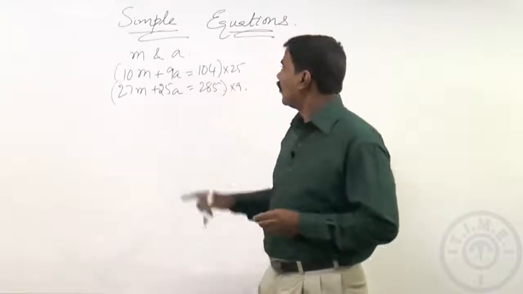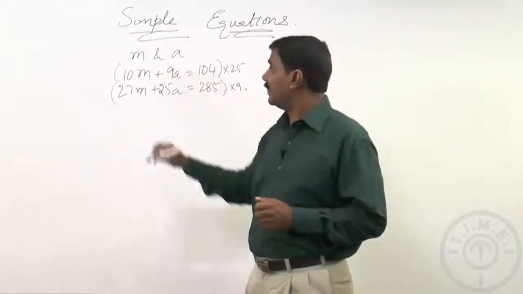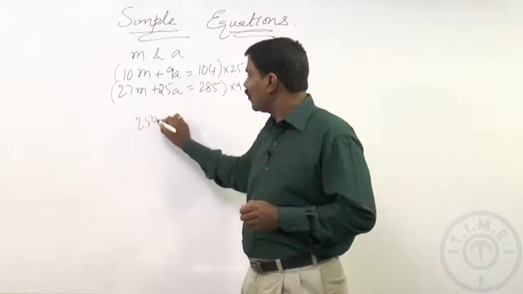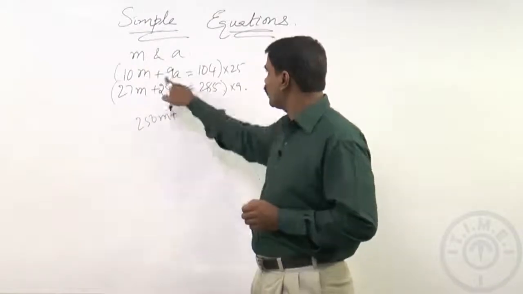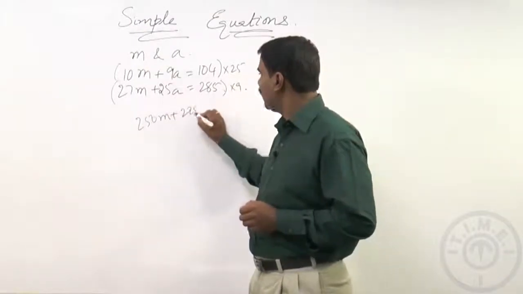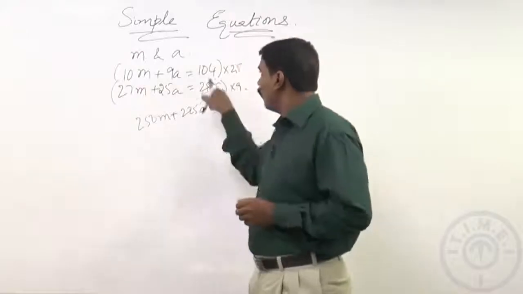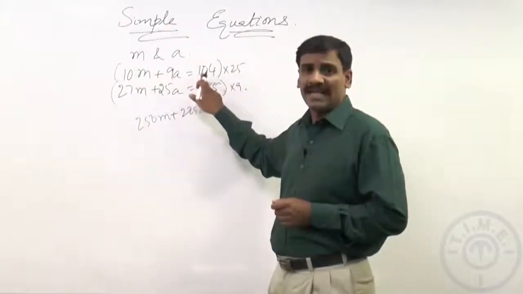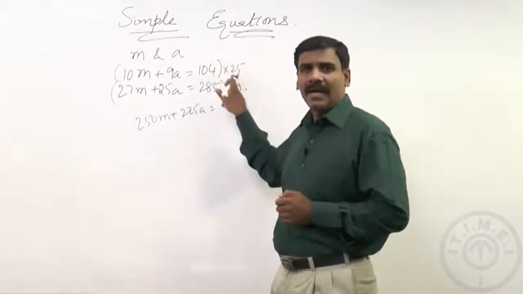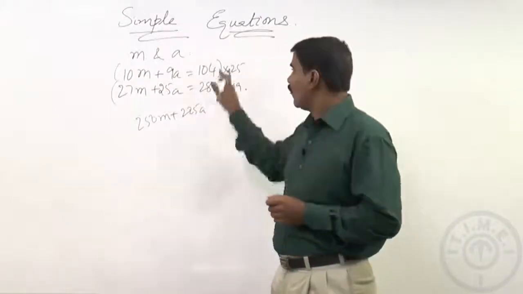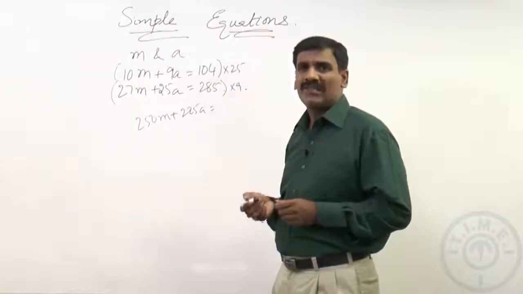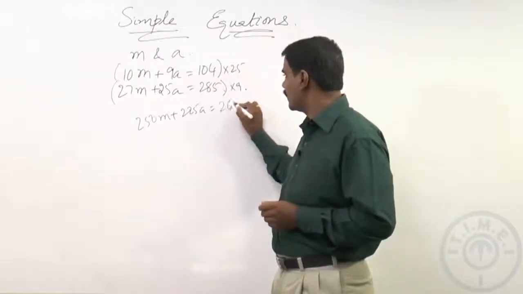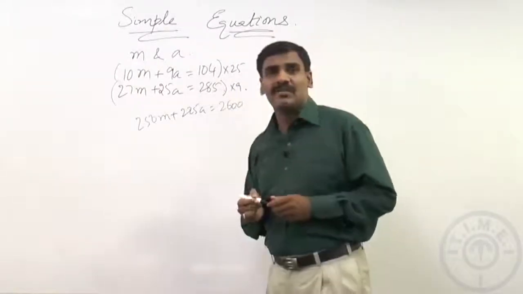Right, if you are looking at multiplying the first equation by 10, it will become 250 mangoes cost plus 225 apples cost is equal to 104 into 25. Can we write this 104 into 25 as 100 plus 4 into 25? 100 into 25 is 2500, 4 into 25 is 100. So 2500 plus 100, 2600 rupees. So the first equation we are changing into this form.